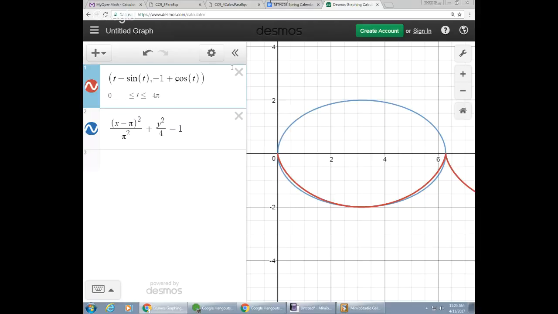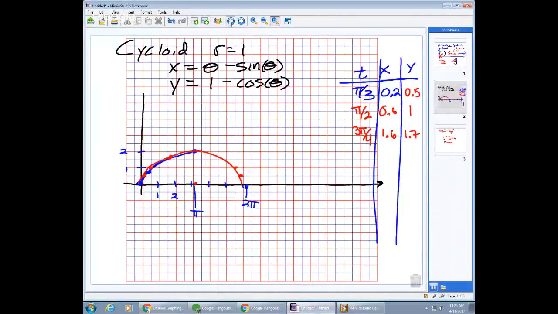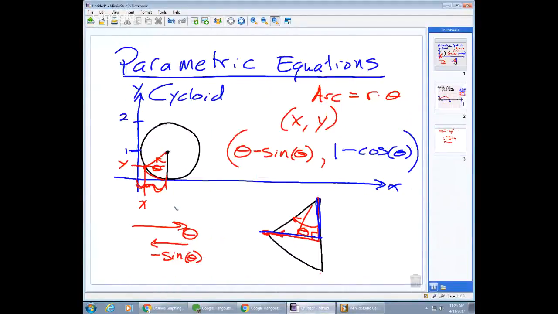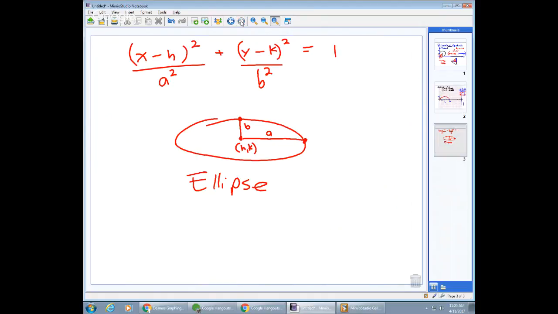So let's play with the cycloid now. Just to note, because of the way we derive the shape of the cycloid with this rolling circle, and because of the way arc length is related to the angle that's swept out, if you use a bigger circle or a smaller circle, you just multiply everything by r, whatever the radius of the circle is. So we can do any radius we want. So for example, let's play with a circle of radius 2.